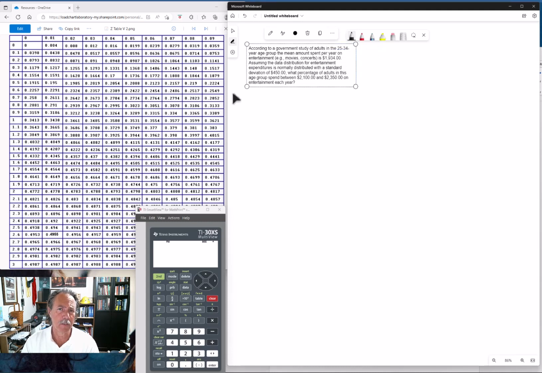According to a government study of adults in the 25 to 34 year age group, the mean amount spent per year on entertainment is $1,934. Assuming the data distribution for entertainment expenditures is normally distributed with a standard deviation of $450, what percentage of adults in this age group spend between $2,100 and $2,350 on entertainment each year?